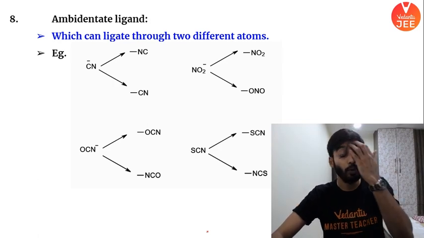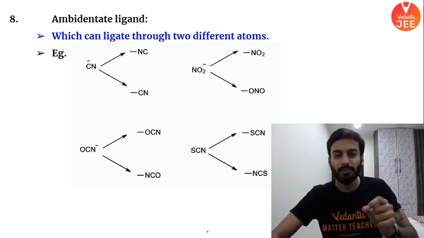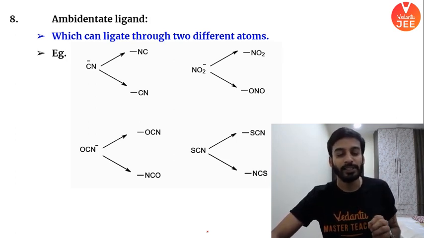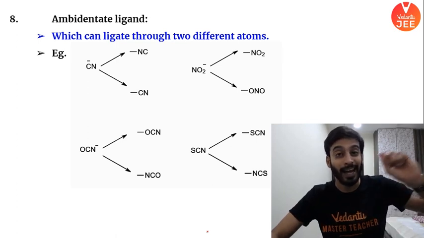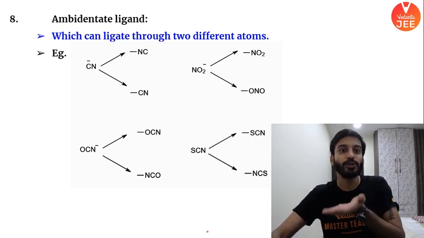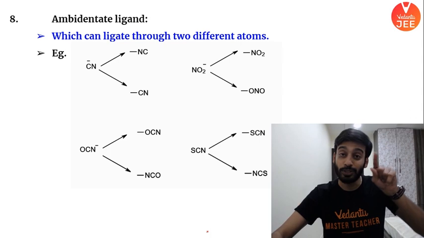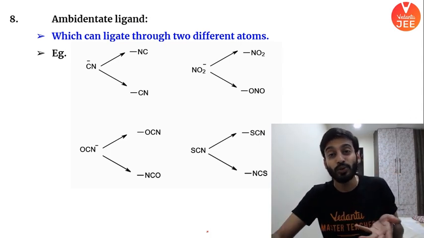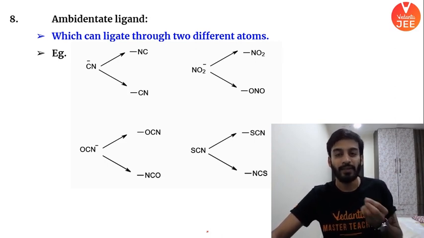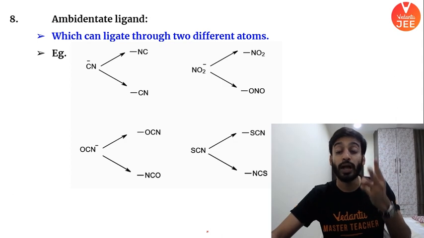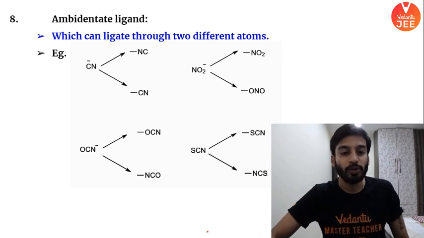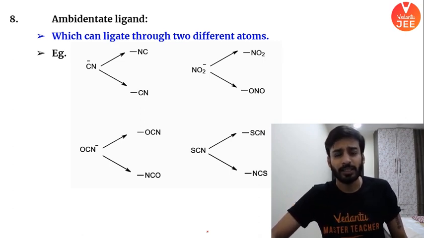Alright, what is an ambidentate ligand? In an ambidentate ligand, the same ligand has two donor atoms. For example, CN minus: carbon can donate a pair of electrons to the central atom, and nitrogen can also do the same job. In NO2 minus, nitrogen can go, and similarly oxygen can also give the electron pair to the central atom. How amazing is that? These are called ambidentate ligands, in which the ligand has two different donor atoms present in the same system. I have given some examples, you can learn them, and I'll discuss in more detail.